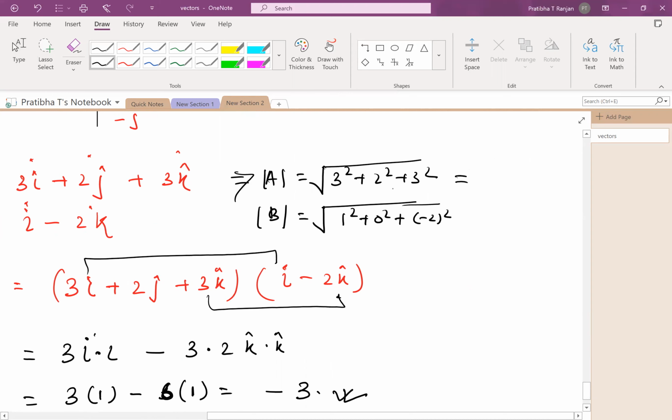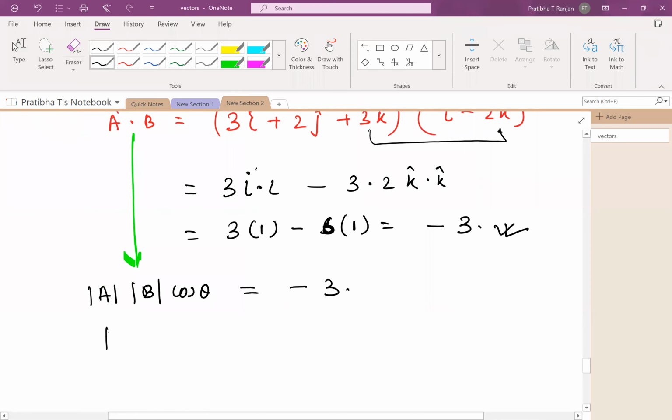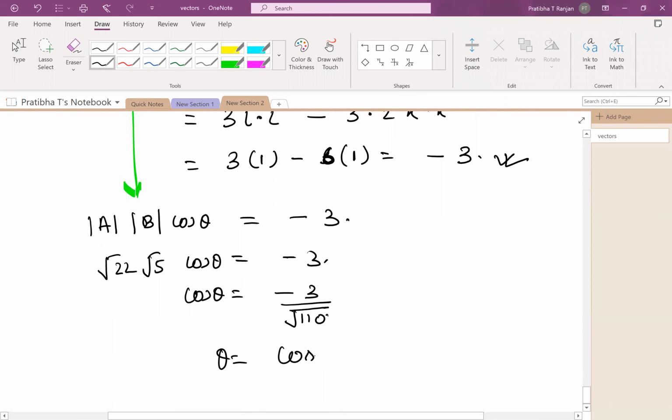Okay, so 3 times 3 is 9, 9 plus 9 is 18, and 18 plus 4 is 22. And this is 1 plus 4, equal to root 5, right? So here I can simply put root 22, root 5, cos theta equal to negative 3, and cos theta equals negative 3 over root 110, and theta will be cos inverse of negative 3 over root 110. We can find it in this way, right? Got it.